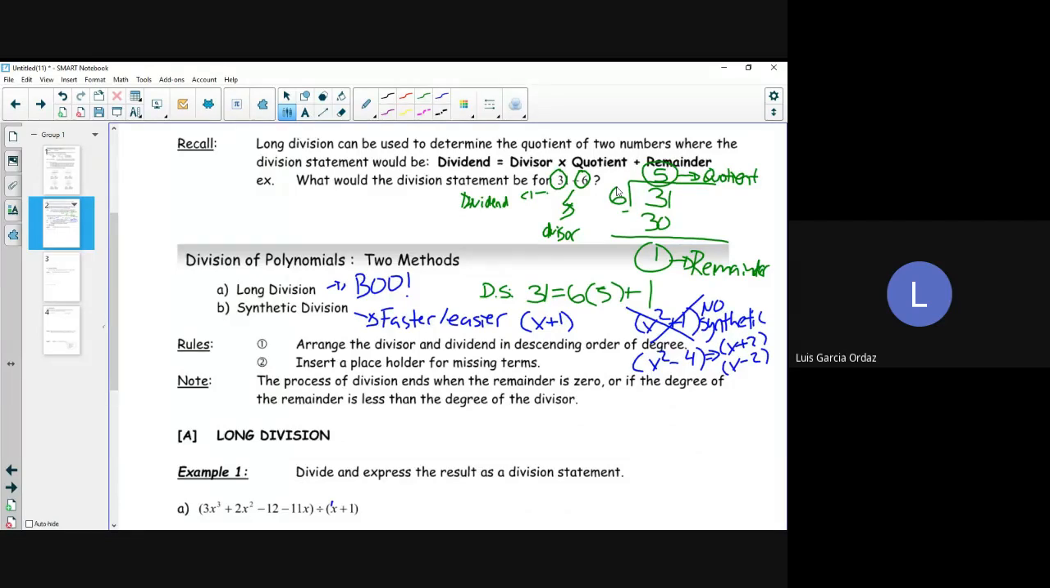So if we're dividing something by x squared, our remainder can be a number, or it can be something that has a degree lower than 2, which is what? 1, right? So it can have x as a remainder, which we will look at. Some questions, I believe, have that. So we're going to look at example 1. We want to divide and express the result as a division statement.